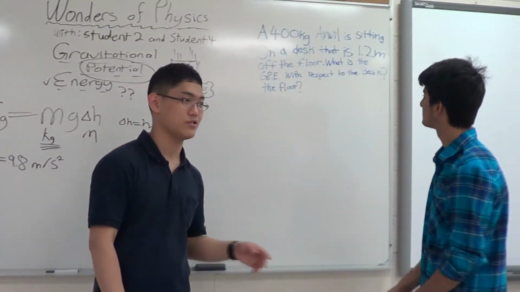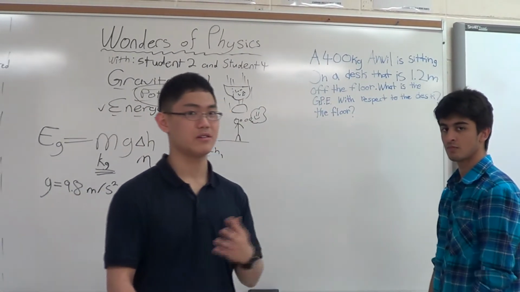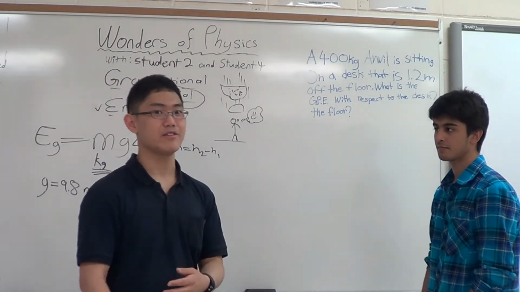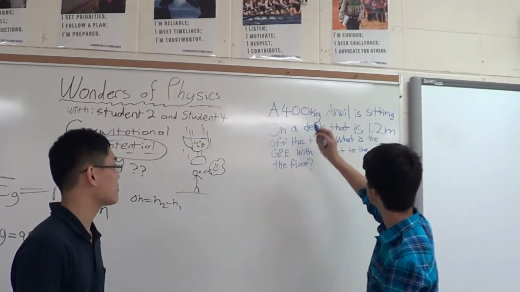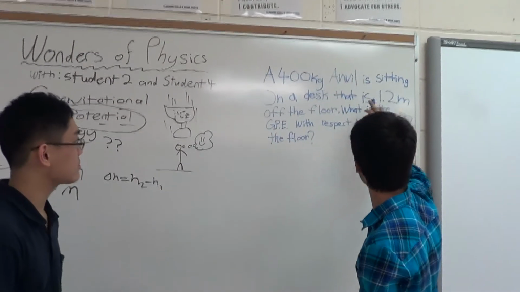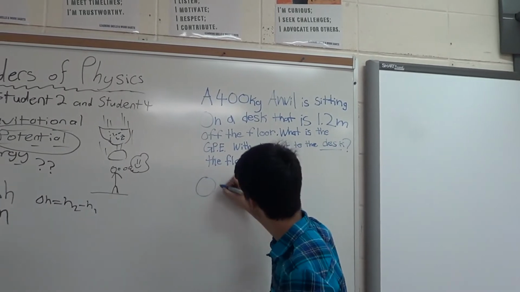So if your teacher gives you a problem that says the delta h is 0, or you calculate it to be 0, then you can simply write final answer is 0 joules. Therefore, the gravitational potential energy of this anvil, ignoring 1.2 and 400, relative to the desk, is 0 joules.